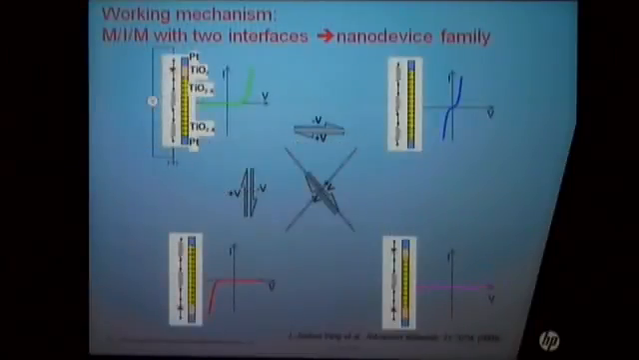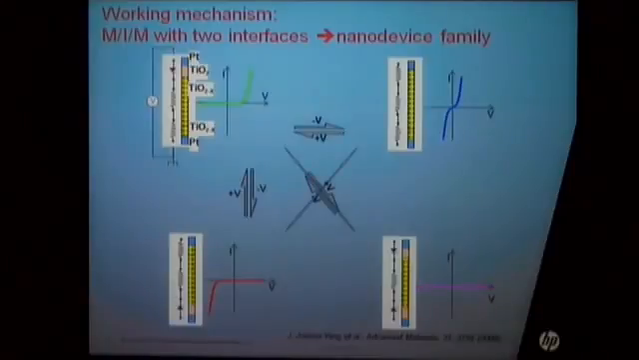Okay, based on this switching mechanism, we can fabricate a family of nano devices using this very simple metal-insulator-metal structure. Whenever you have this metal-insulator-metal tri-layer structure, you have two interfaces to play with. Each interface can be either ohmic or Schottky-like, depending on the oxygen content at the interface. So this gives us 4 combinations, as shown here. Each combination has its own IV characteristic.